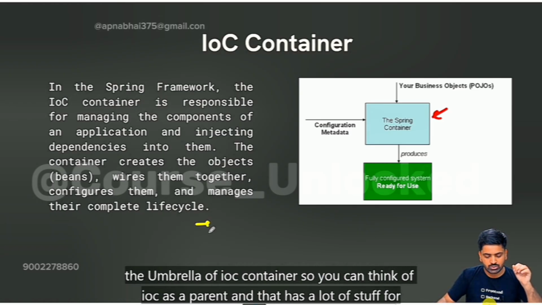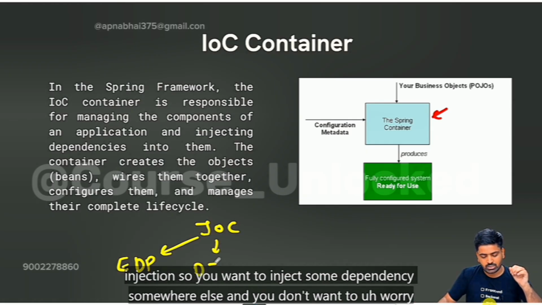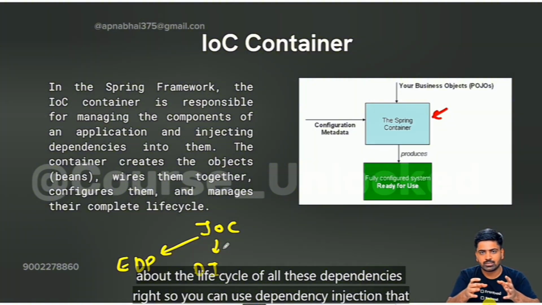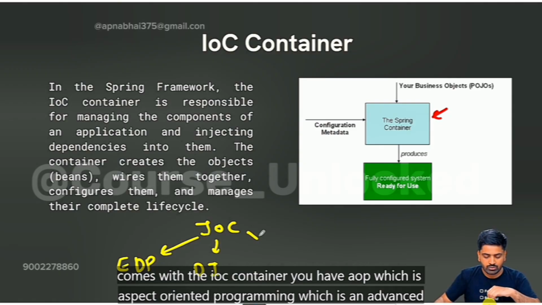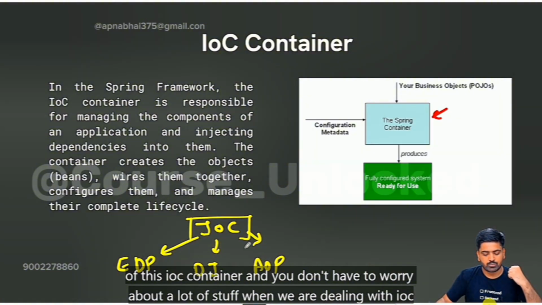So you can think of IOC as a parent, and that has a lot of stuff. For example, I talked about EDP, which is event driven programming. And then you have dependency injection. You want to inject some dependency somewhere else, and you don't want to worry about the life cycle of all these dependencies, so you can use dependency injection that comes with the IOC container. You have AOP, which is aspect oriented programming, an advanced concept which we'll look at in a later part of this course. But all of that comes under the umbrella of the IOC container, and you don't have to worry about a lot of stuff when dealing with it.